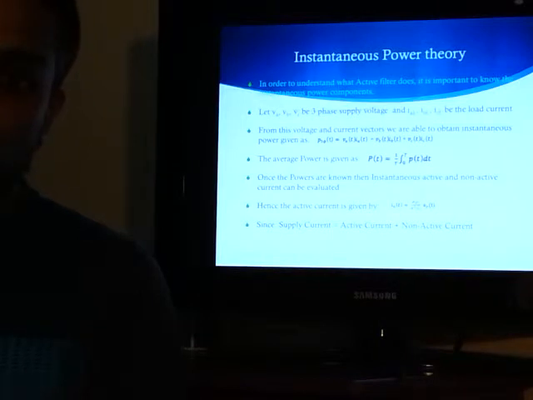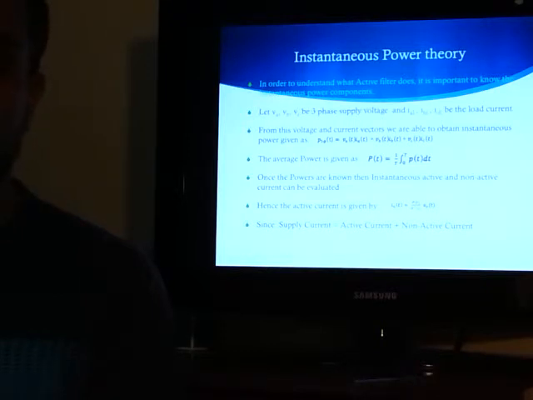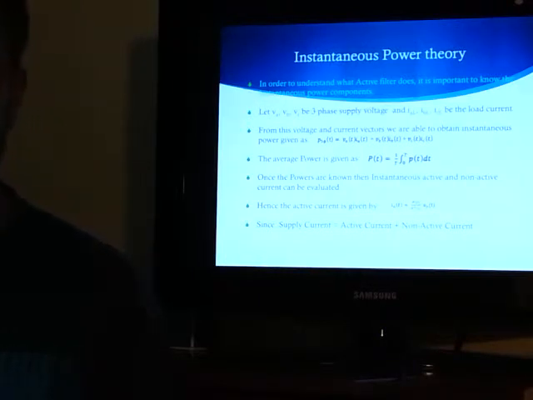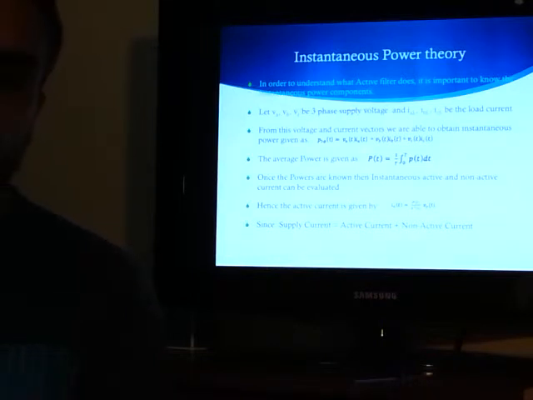Let's say we have the voltage supply as VA, VB and VC, and we have the load current as ILA, ILB, ILC. From those components, for the individual phases A, B and C, we are able to calculate the instantaneous power by simply taking the VA voltage multiplied by the IA current, then the VB voltage by the IB current, and the VC voltage by the IC current. That's how we get the instantaneous power.